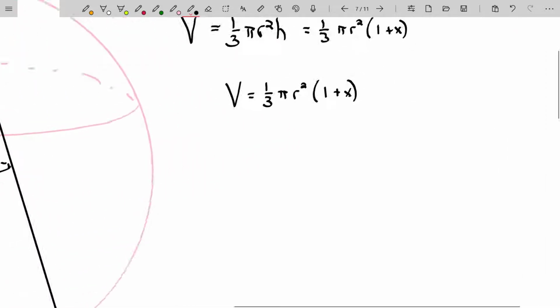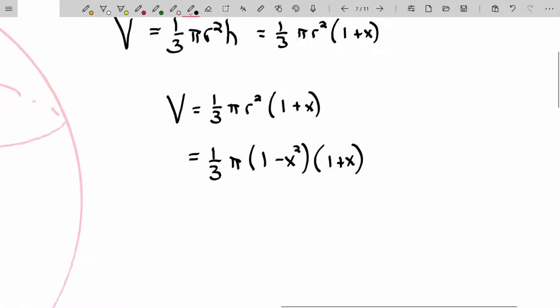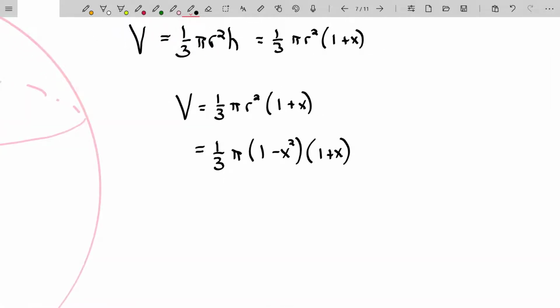R squared is 1 minus x squared, so this means the volume of that cone that's inscribed in that sphere is 1/3 pi times 1 minus x squared times 1 plus x. That's just a polynomial. I could totally multiply that stuff out. So this is going to be 1/3 pi, and that'll be, let's see, negative x cubed minus x squared plus x plus 1.